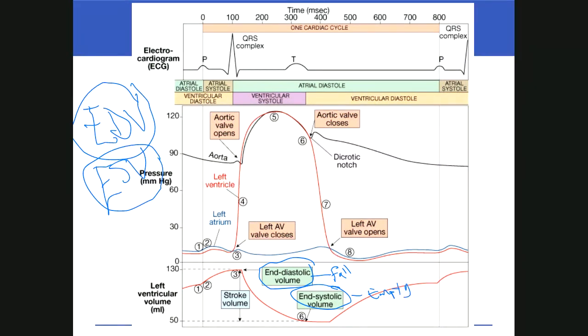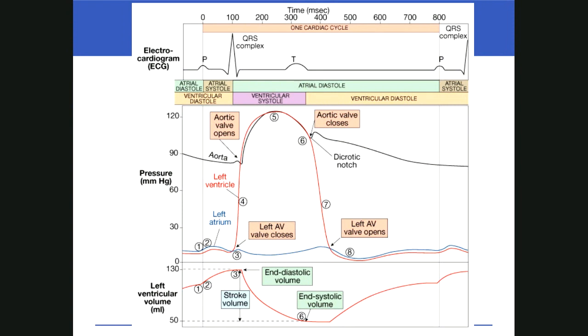So how much blood came out of the heart? We can figure that out. All we have to do is subtract EDV minus ESV. That's how much came out. And there's a name for that too. It's called the stroke volume.